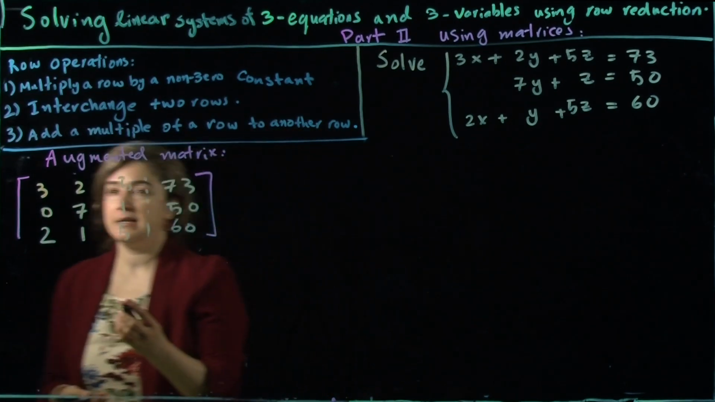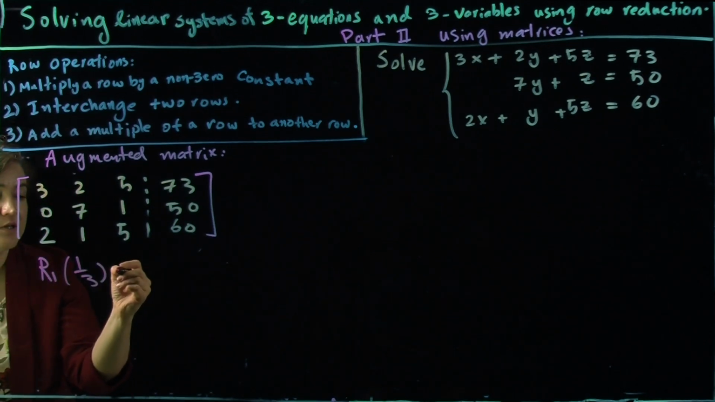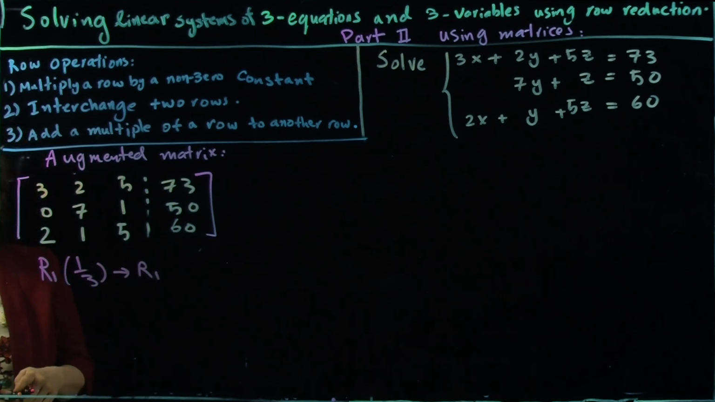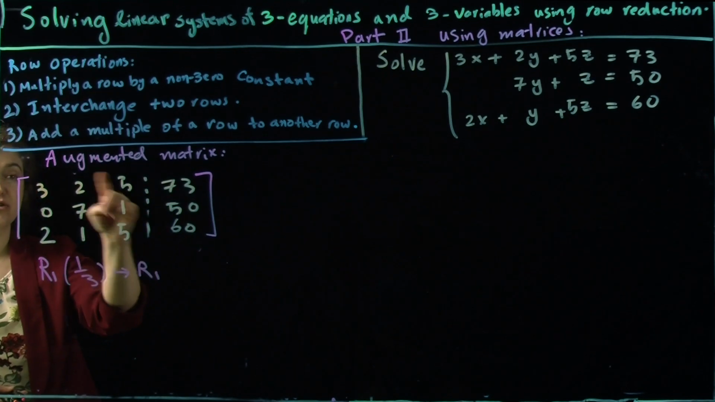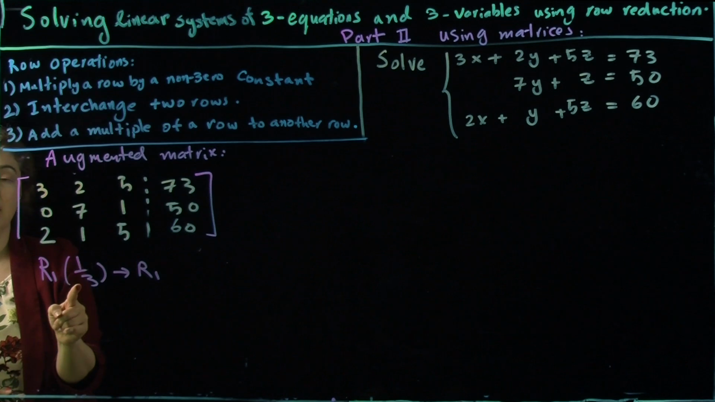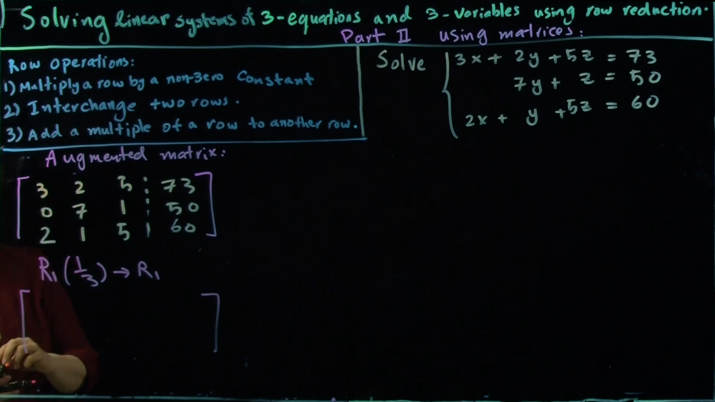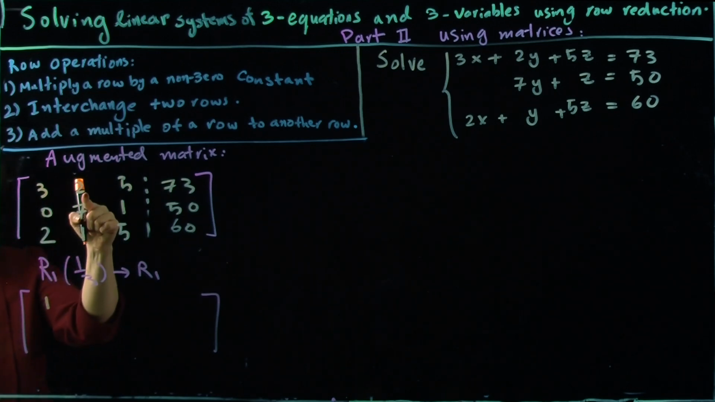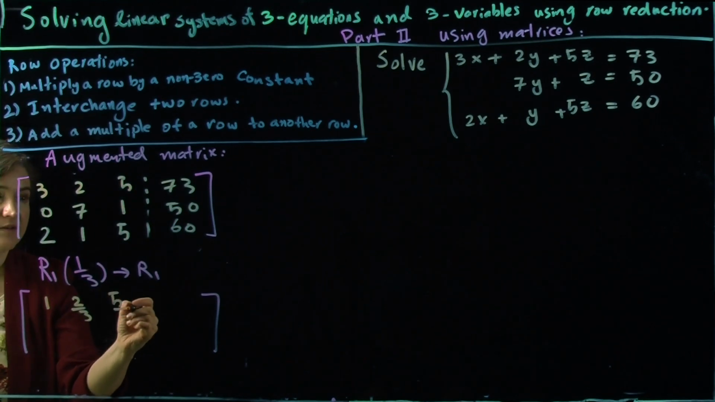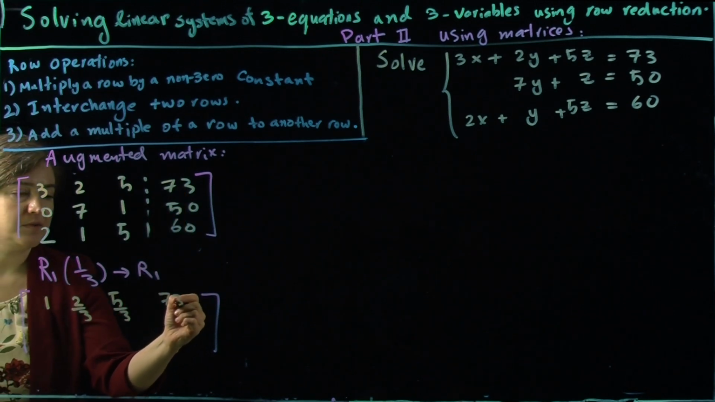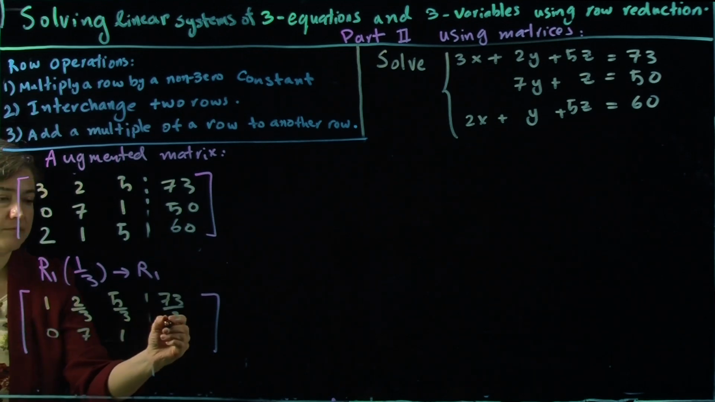How does that work? That is R1 divided by 3 goes back to R1. Again, as we did with the systems, every entry in the first row has to be multiplied by 1/3. So I write it like this: 3 divided by 3 makes it 1, 2 divided by 3 makes it 2/3, 5 divided by 3 makes it 5/3, 73 divided by 3 makes it 73/3. And all the other rows stay the same.